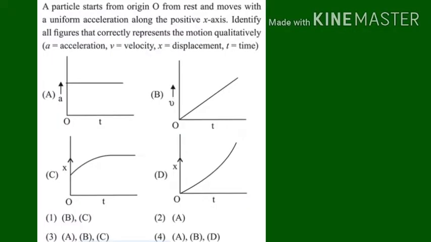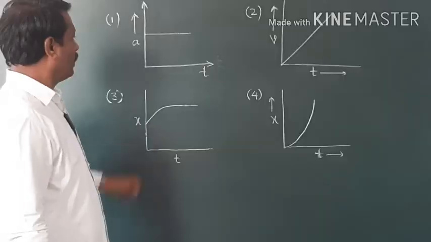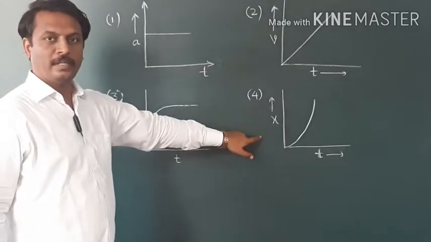Let us take the next question. A particle starts from origin O from rest and moves with a uniform acceleration along the positive x-axis. Identify all figures that correctly represent the motion qualitatively. a equal to acceleration, v is velocity, x is displacement, and t is time. The options are: first one b, c, second one a, third one a, b and c, fourth one a, b and d. Here 4 graphs are given.